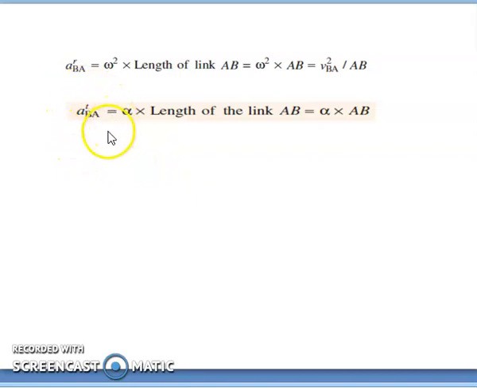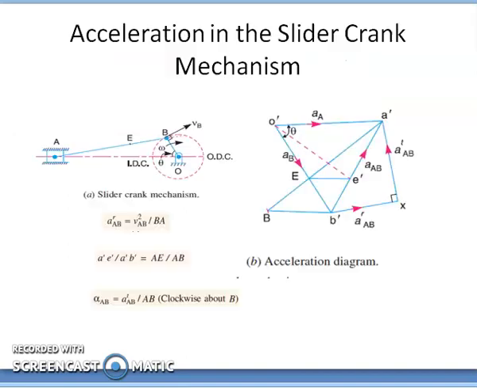And the tangential component of acceleration of B with respect to A is equal to alpha, where alpha is the angular acceleration, into the length of the link. So this is equal to alpha into AB, or this can also be written as R into alpha, where R stands for the radius of rotation, in this case the length of the link represented by AB. So based on this, let us now see how to find out the acceleration in a slider crank mechanism.